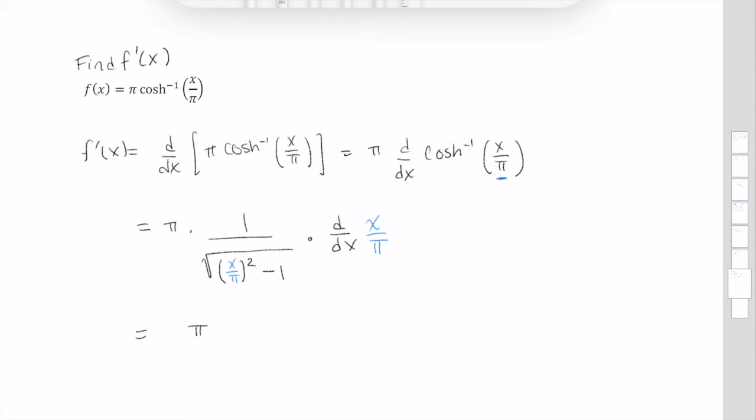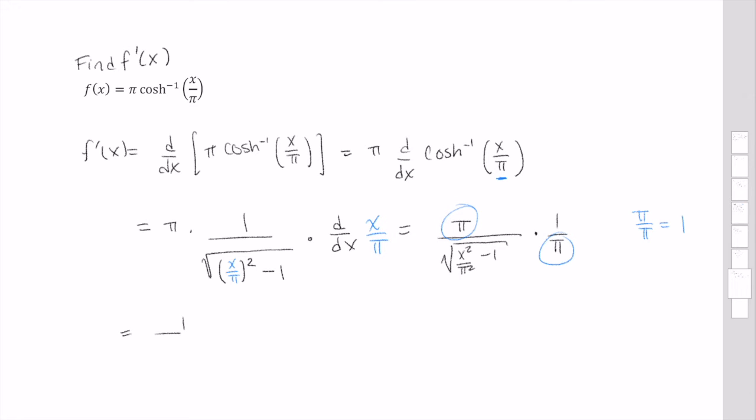All right, so we have pi in our numerator here. Our denominator, we have x squared over pi squared minus 1. And then the derivative of x over pi is just 1 over pi. That is because 1 over pi is just simply a constant, and the derivative of x is just going to be 1. Okay, so now we've multiplied this entire quantity by 1 over pi, which means I have a pi in the numerator and a pi in the denominator. So pi divided by itself is just 1.